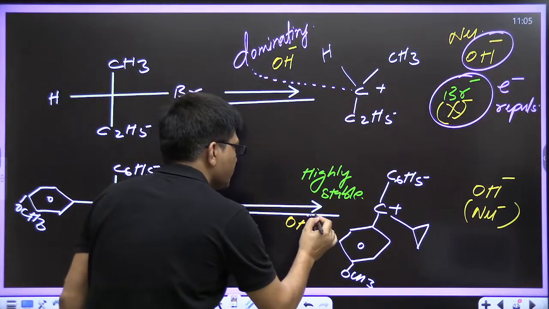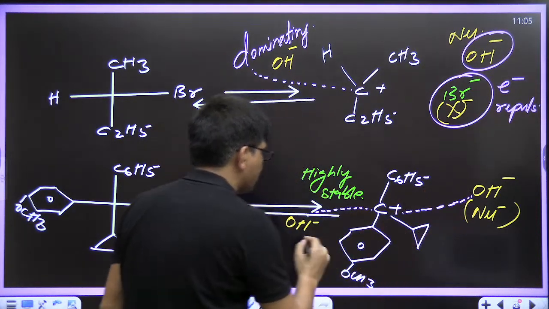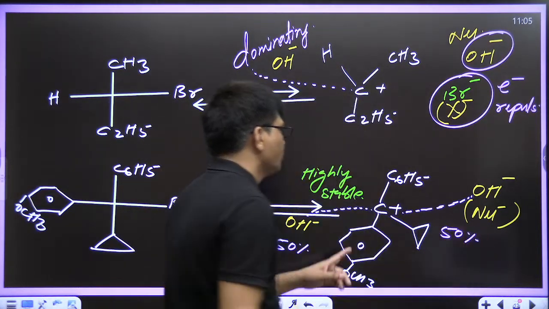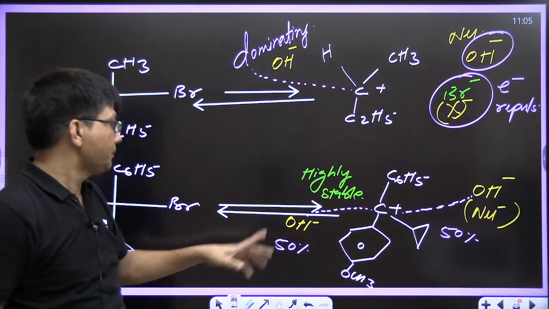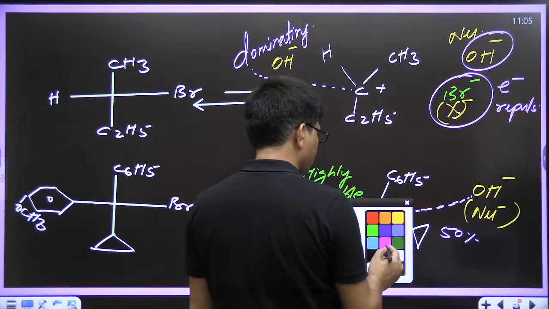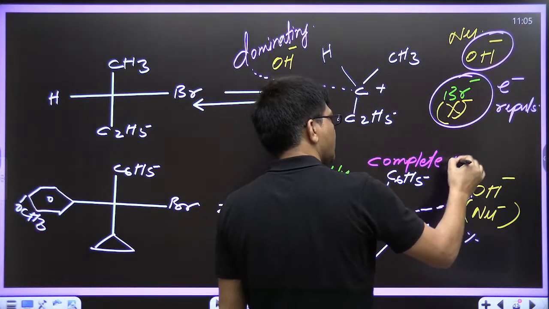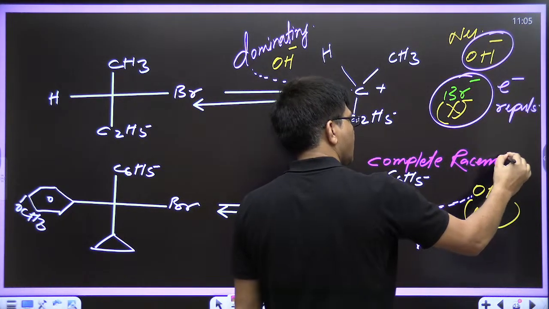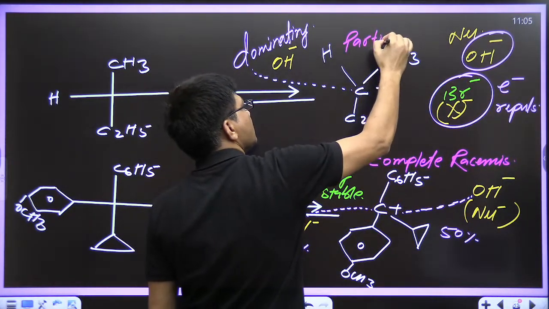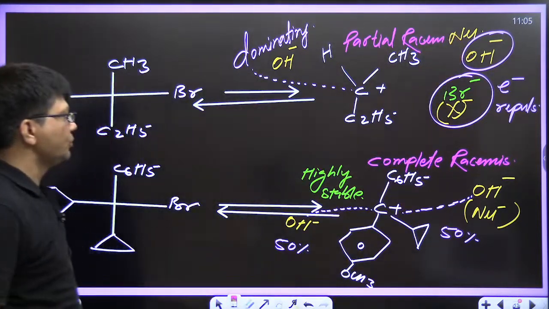But in this case, the attack can be from both the sides in equal amount. This is 50% and that is 50%. So in this case, you will get complete racemization. Kids, are you able to understand? This is the case of complete racemization, and that is the case of partial racemization. I hope that everyone is able to understand.